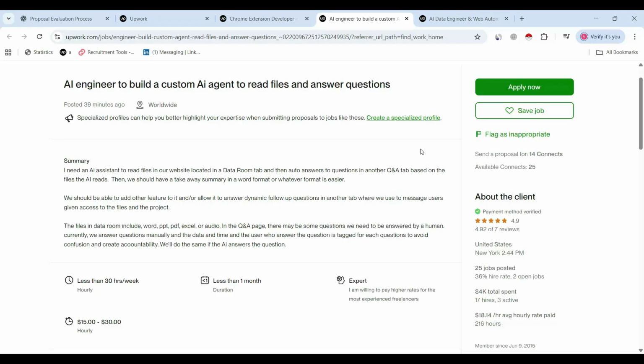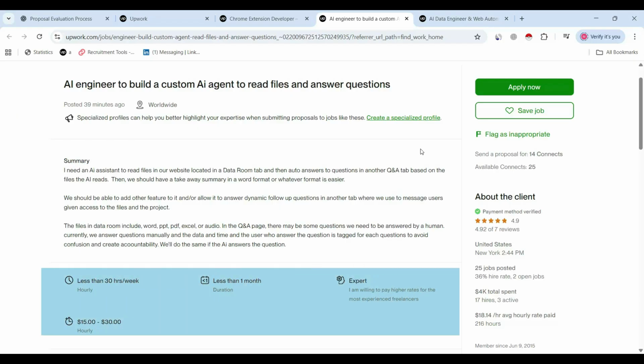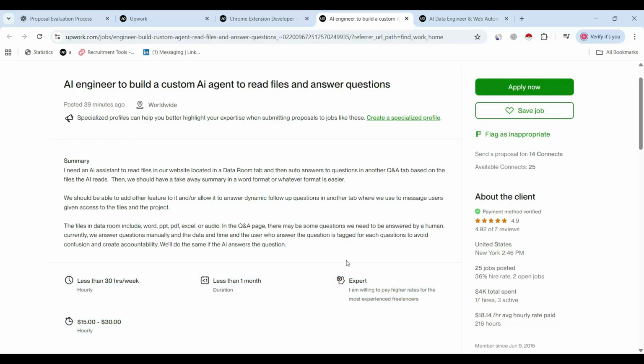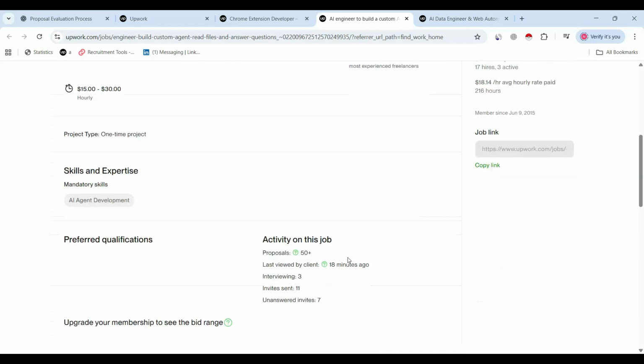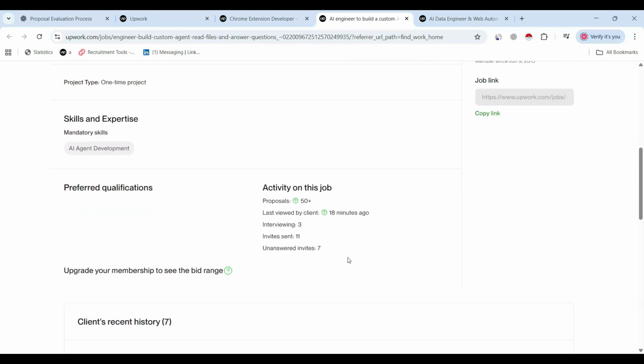The client is asking for 30 hours per week for a project lasting less than 1 month and is looking for an expert level freelancer. However, the offered rate is only $15 to $30 per hour, which is quite low for an expert level role. On top of that, there are already 50 proposals submitted, meaning the competition is extremely high.